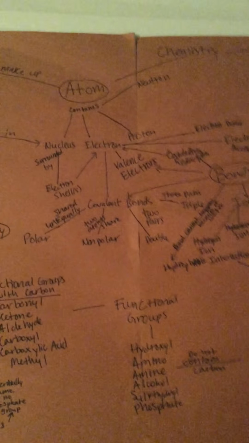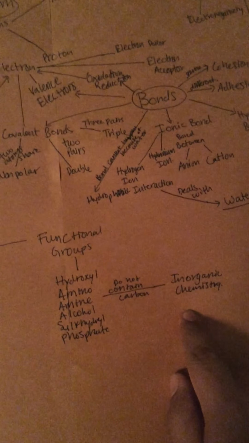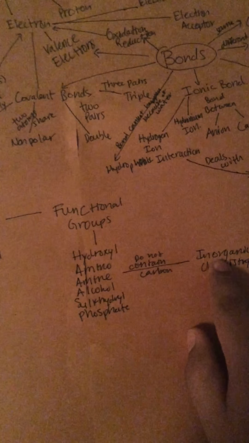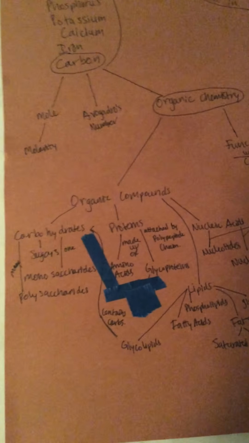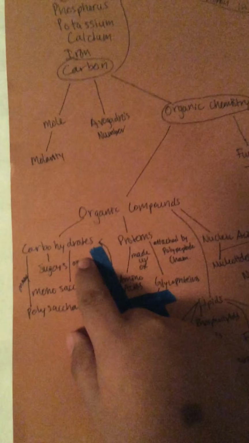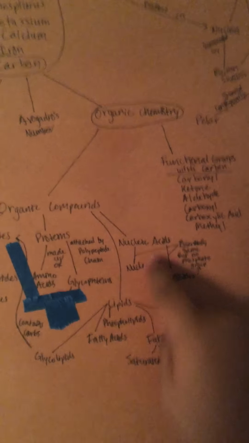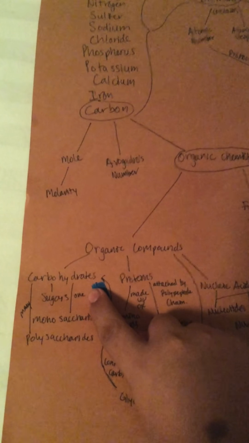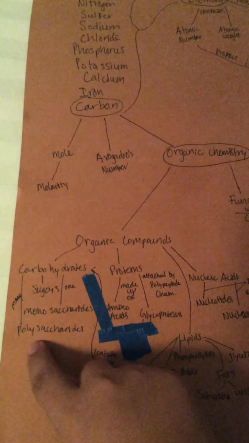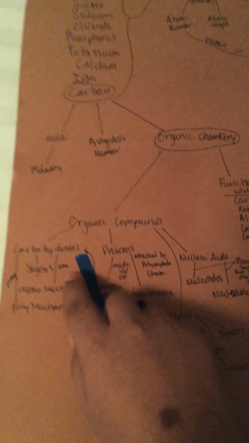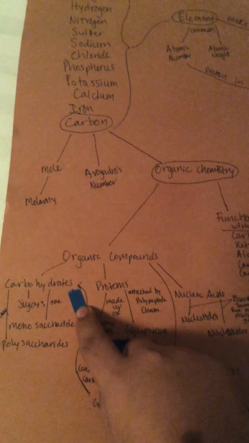Now I'm sure there's a bunch of things right here that have to do with inorganic chemistry, but for the sake of this chart, I just linked the inorganic chemistry with these because they didn't have carbon in them. Now here we go to the organic compounds. We have carbohydrates, proteins, nucleic acids, and lipids. Our carbohydrates would be our sugars. When it's one saccharide, it would be monosaccharide. When it's many, it'd be polysaccharide. And that is essentially what we have with our carbohydrates.